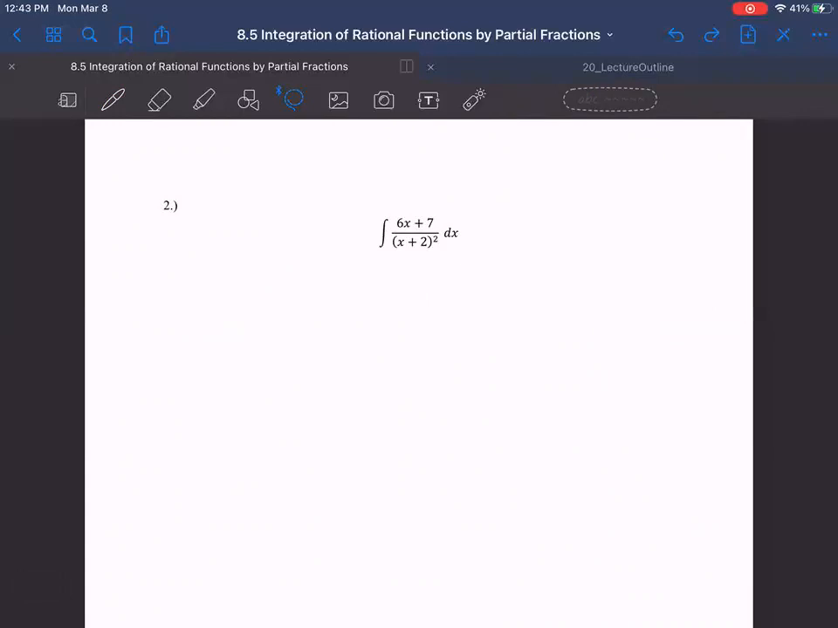Let's take a look at this one. I'm going to let you have this one all to your own. Next class, we'll go through that. For this one, actually, let's get you started on these two. Just real quick, what is this one going to look like? When we start breaking up 6x plus 7 over x plus 2 squared, what's this going to equal? A over x plus 2 plus b over x plus 2 squared. There you go.